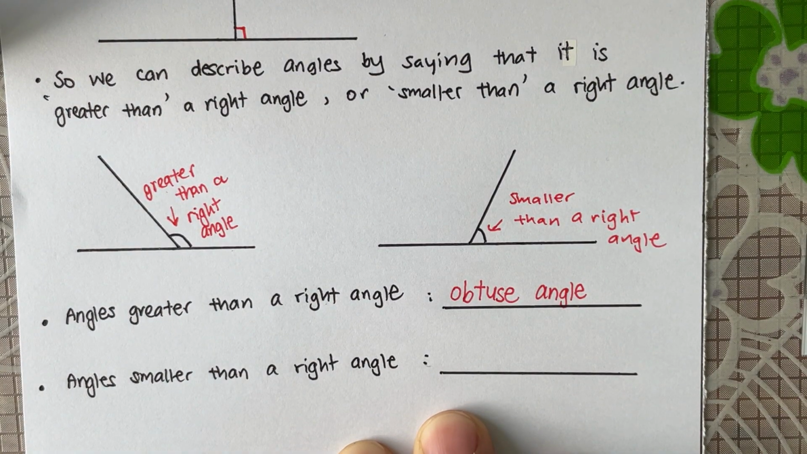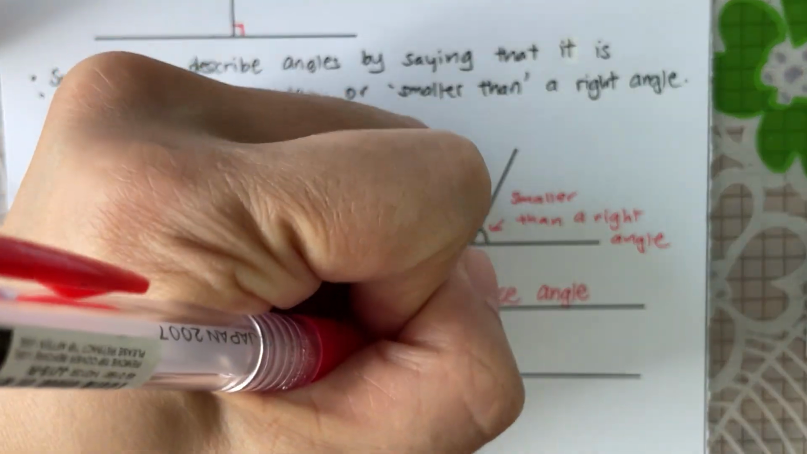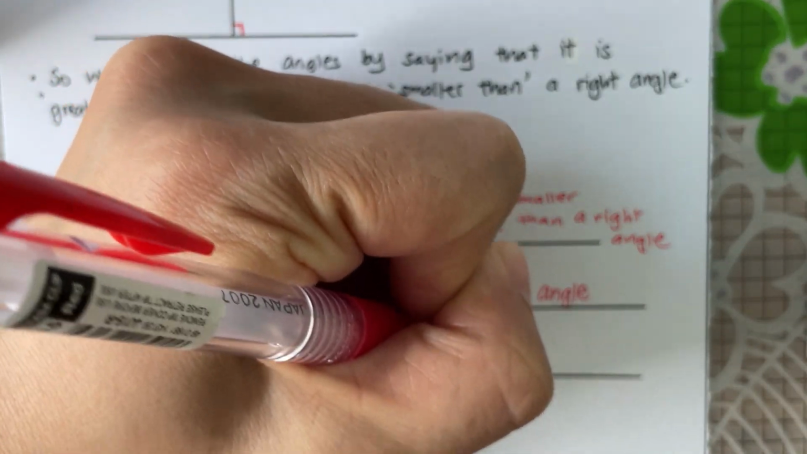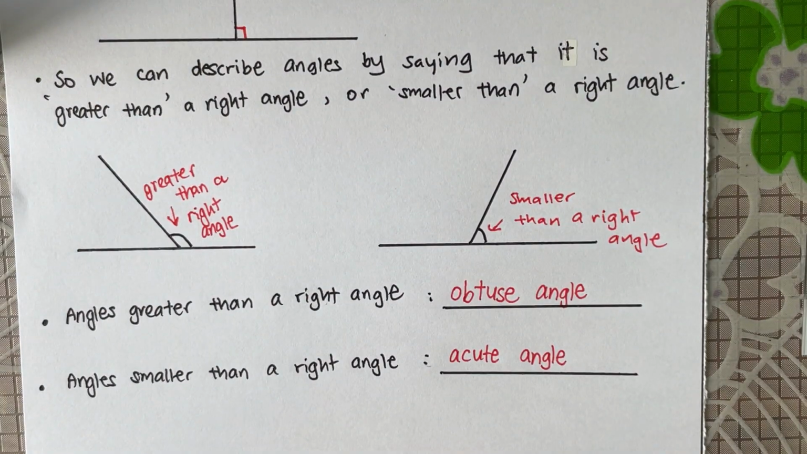So whenever your teacher talks about an angle that is obtuse, relate it to it being greater than a right angle. For angles that are smaller than a right angle, we call it an acute angle. So this is how we write the word acute. I come to the end of the short summary of primary 3 angles. Hope that this is a good revision for you.